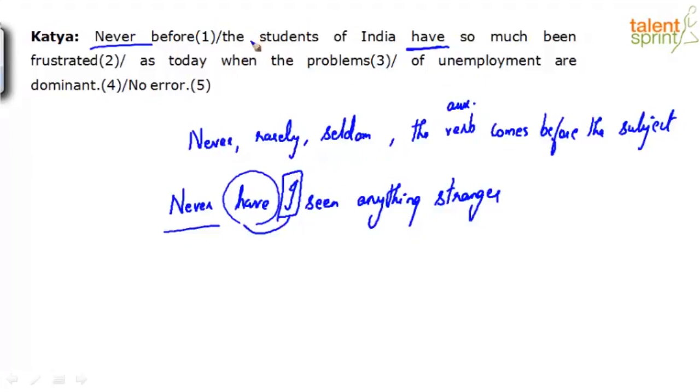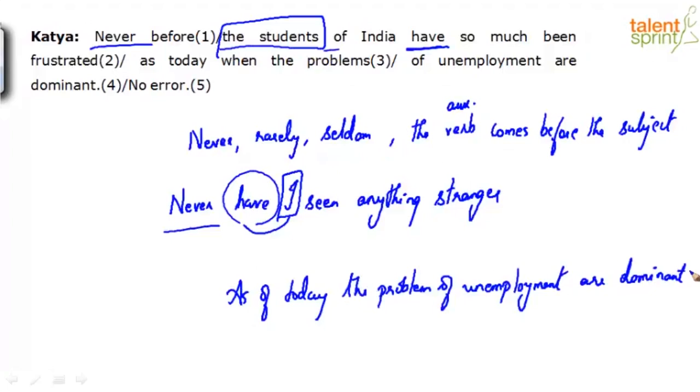So here in this case, the subject is the students of India, right? So never before have the students of India been so much frustrated as today when the problems of unemployment are dominant. So if I have to use as of today, right? As of today, the problems of unemployment are dominant. Okay. However, let's go back to our context. So never before have the students of India been so much frustrated. So anyway, the error is in part 2.